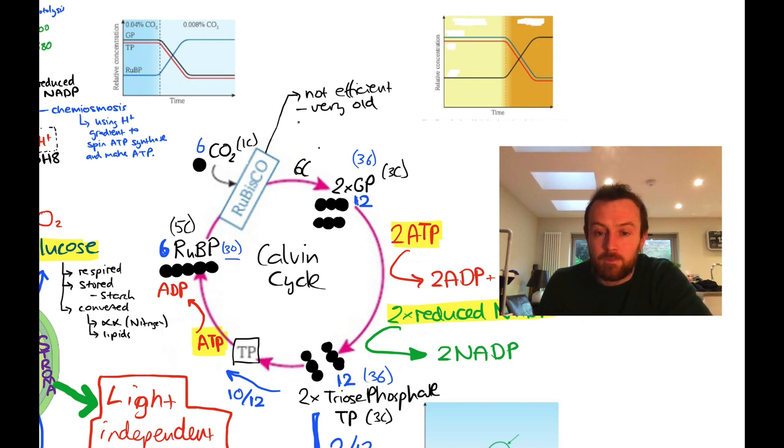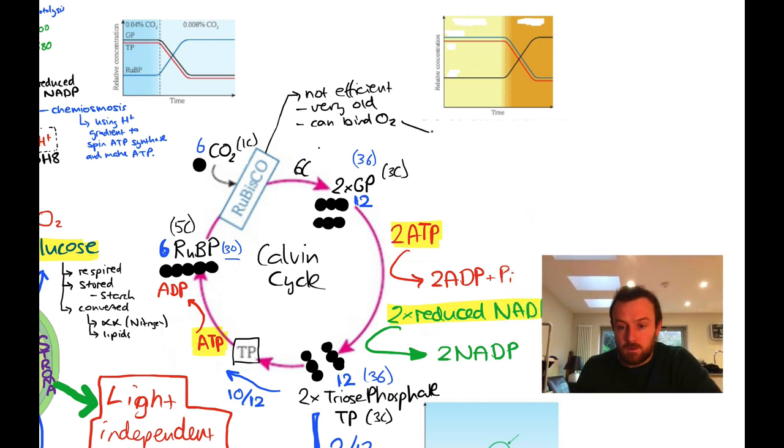It can bind oxygen instead of carbon dioxide, which leads to a process called photorespiration, which is bad, okay? It's bad for the plant, it wastes a lot of carbon, and it's really bad. And it tends to happen more at high temperatures.